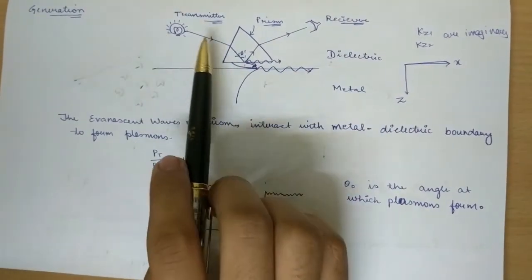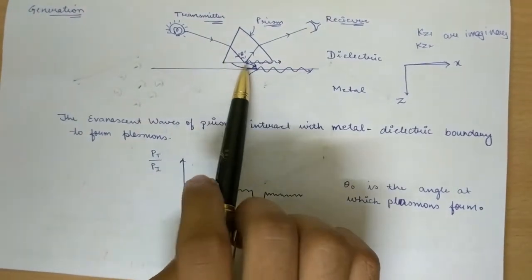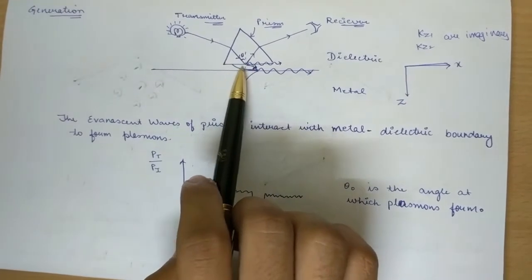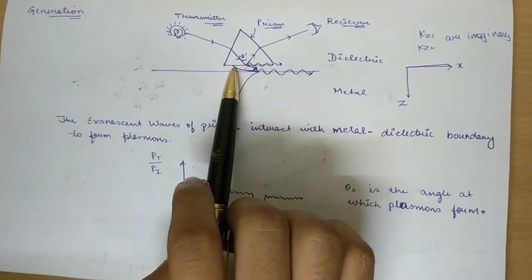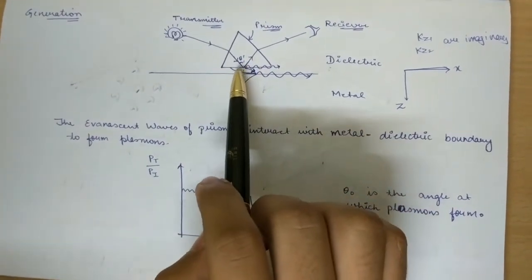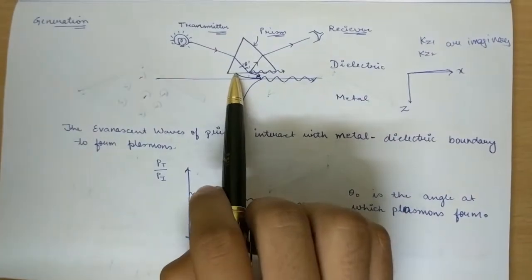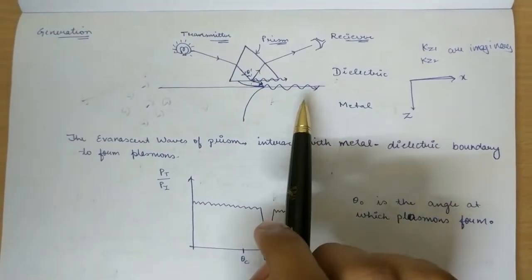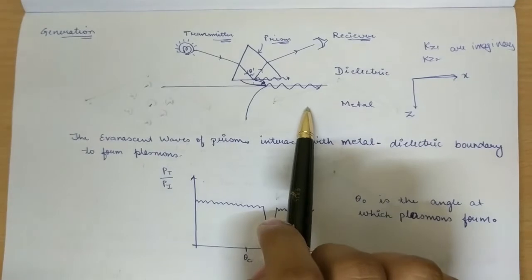The light is incident on the prism. It refracts there, and on this surface total internal reflection occurs. Now, due to total internal reflection, evanescent waves are produced, and those evanescent waves, on interacting with this dielectric metal interface, produce the surface plasmon.